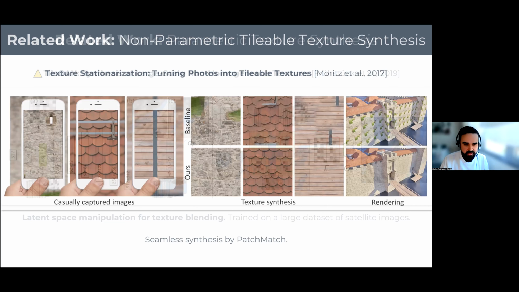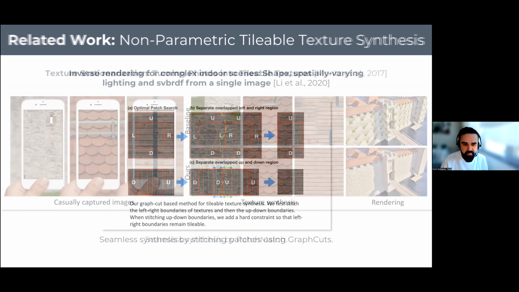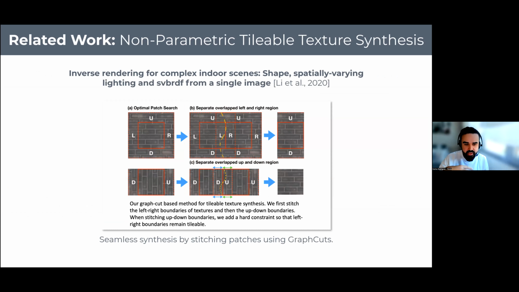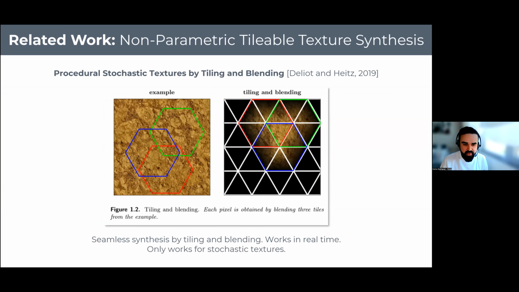In terms of tileable texture synthesis, most of the published work on this topic is non-parametric, so it inherits the limitations of non-parametric synthesis. This paper uses patch match as a way of synthesizing tileable textures with a toroidal constraint, I think. This other paper uses graph cuts to blend an image with itself, so it becomes tileable. This is a different paper which works in real time on GPU, and works really well for stochastic textures just by tiling and blending using histogram blending.